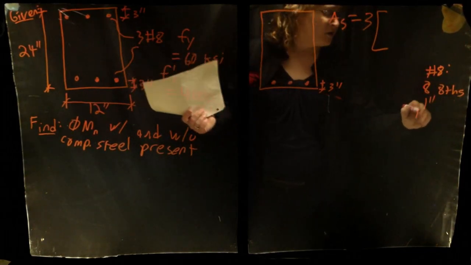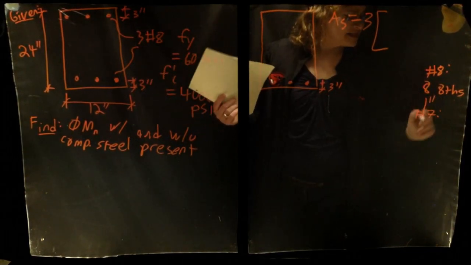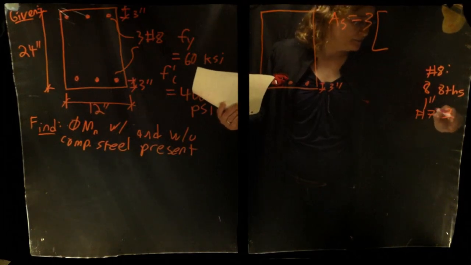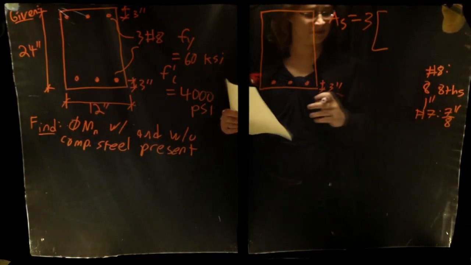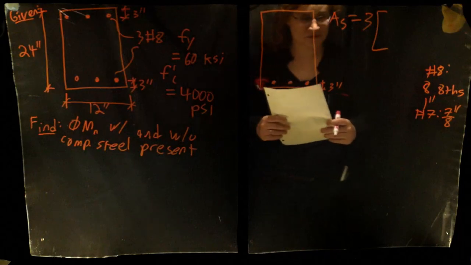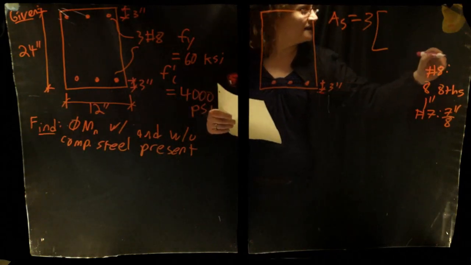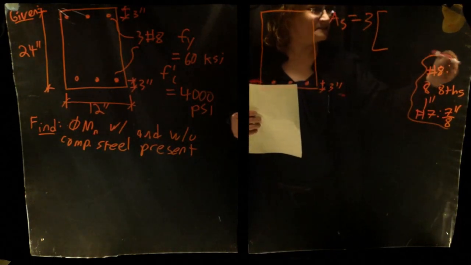So a number 7 bar has a diameter of 7/8 of an inch. That's not always perfectly followed, but that's the general idea for traditional naming of English rebar sizes.